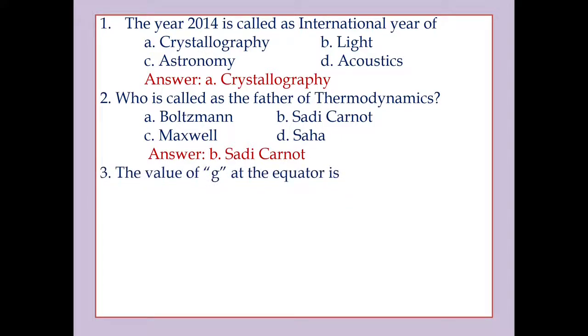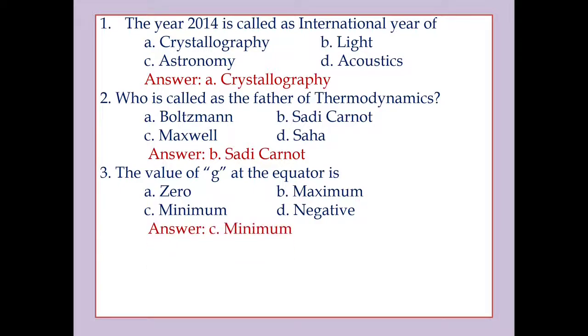The value of g, the acceleration due to gravity at the equator is, we know the standard value for the acceleration due to gravity is 9.8, but it does vary with place, and at the equator it is minimum, in the sense it is only 9.70 meter per second square, and objects will weigh 0.5 times less than at the usual places.